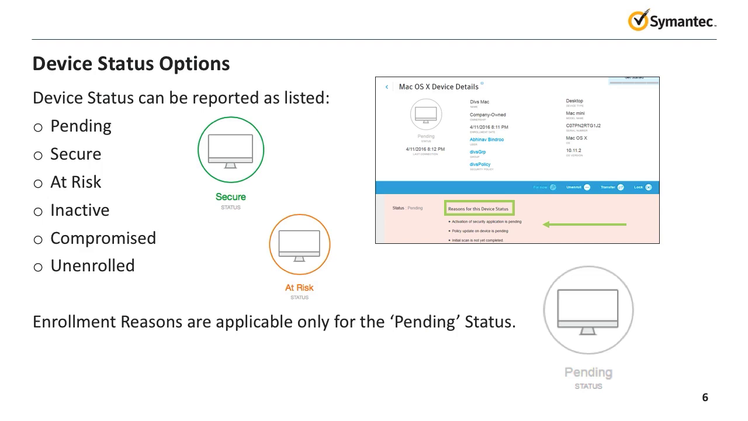Enrolled devices have a status that indicates their current level of security. This can be viewed by an administrator from the Device Details page or the Device Status dashboard. Device status will be reported as pending until enrollment is completed and protection policies have been applied. Enrollment reasons will be listed for the pending status only and will vary by operating system.